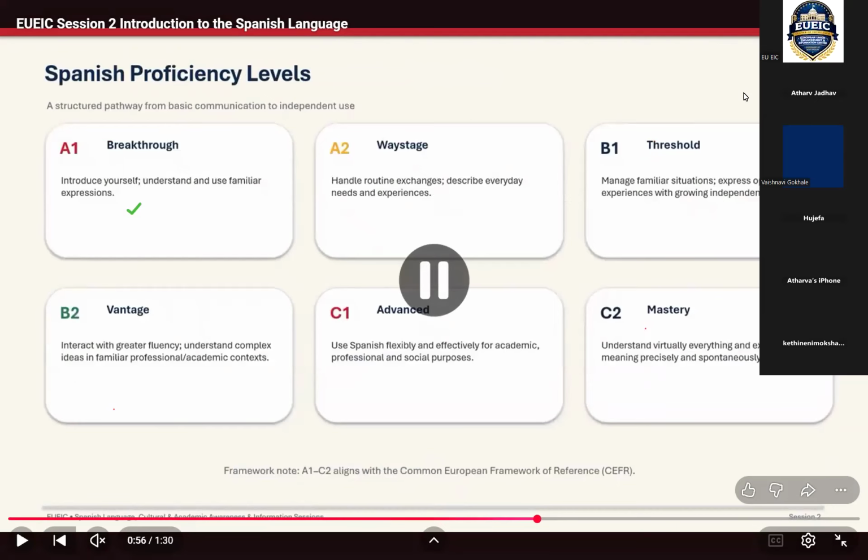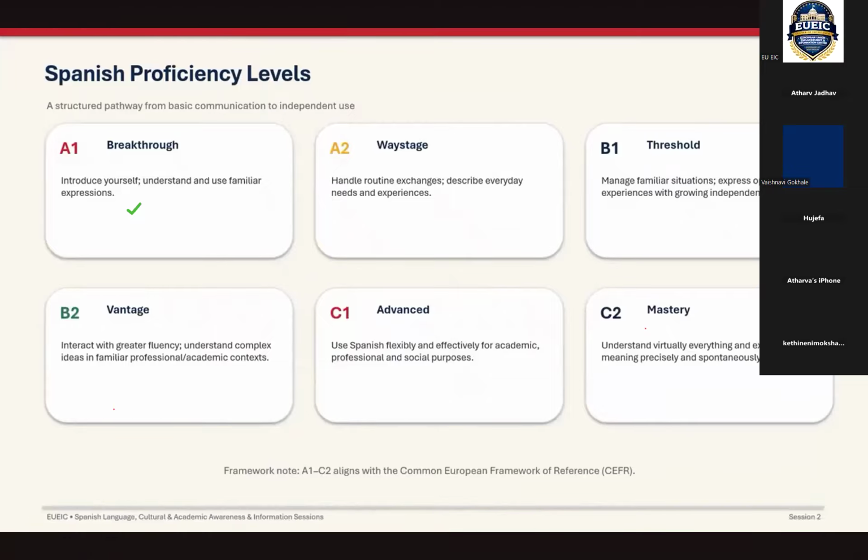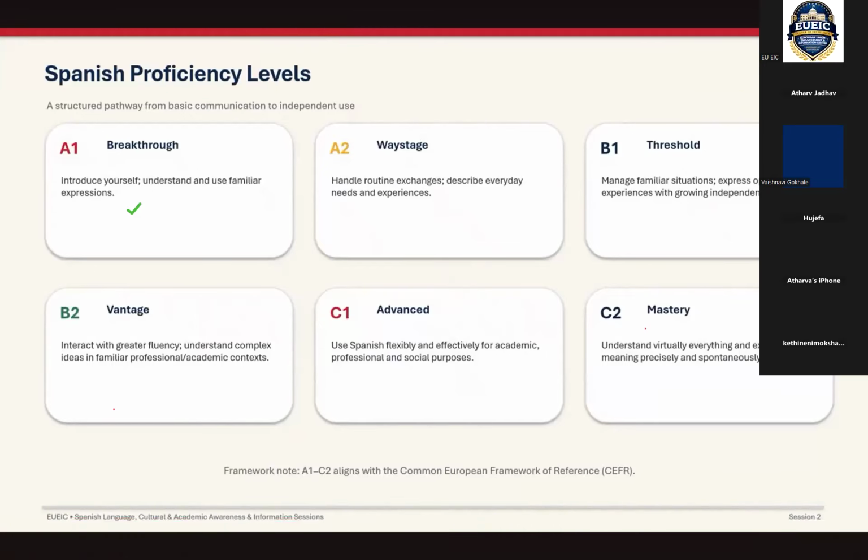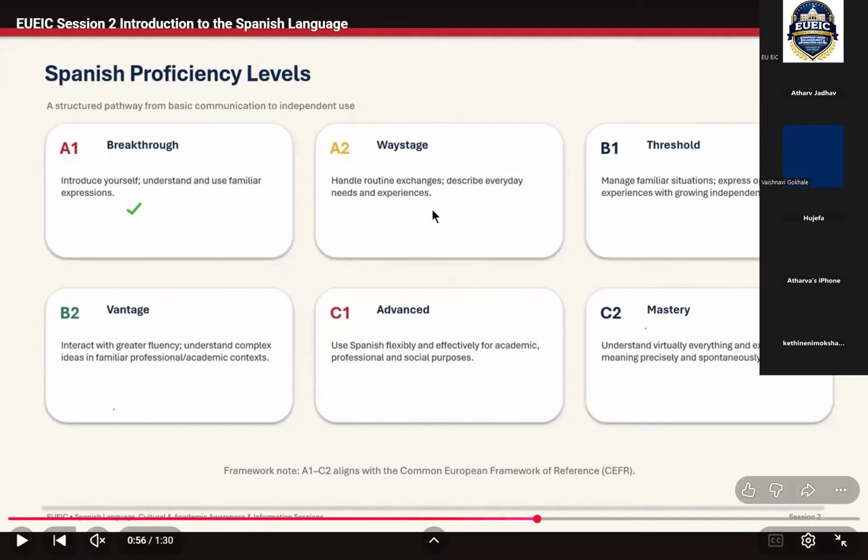you have proficiency levels, which is the CEFR, that's the European framework of languages. So French has it, German has it, all the European languages have this proficiency level, CEFR. Okay. So you start with A1, breakthrough level, where you learn basic things like how to introduce yourself, understand the language in general. Wastage is the A2 level.